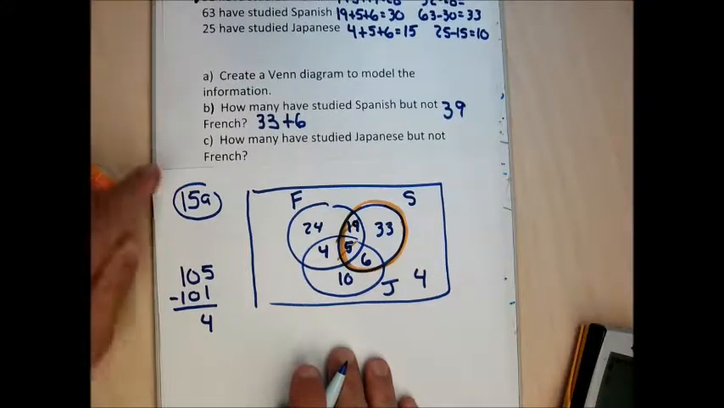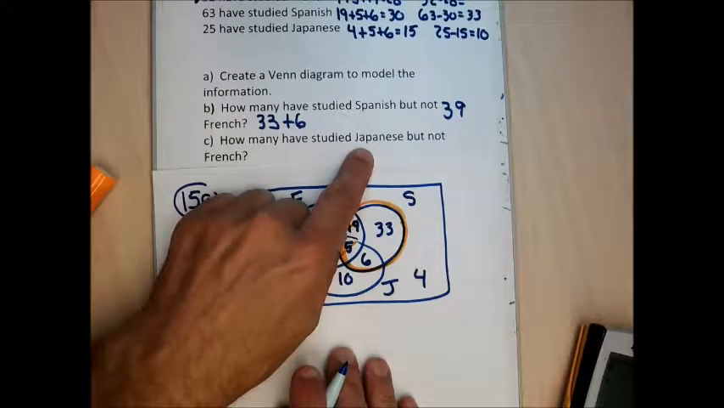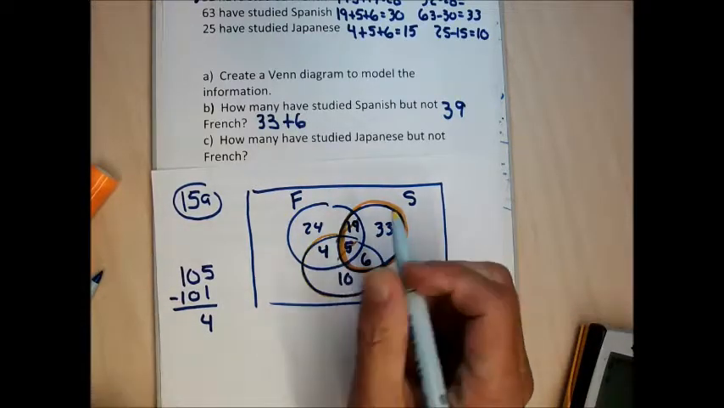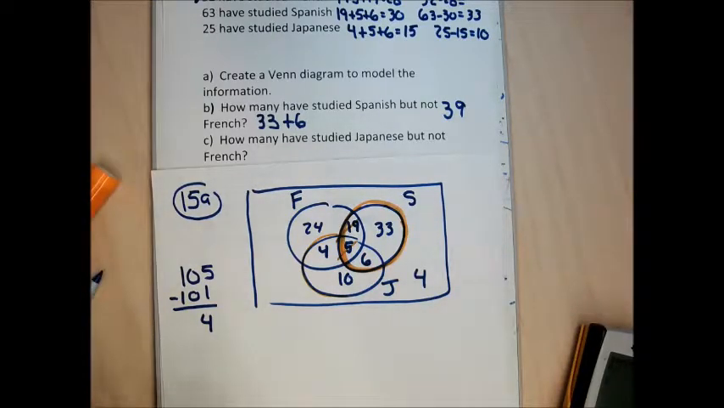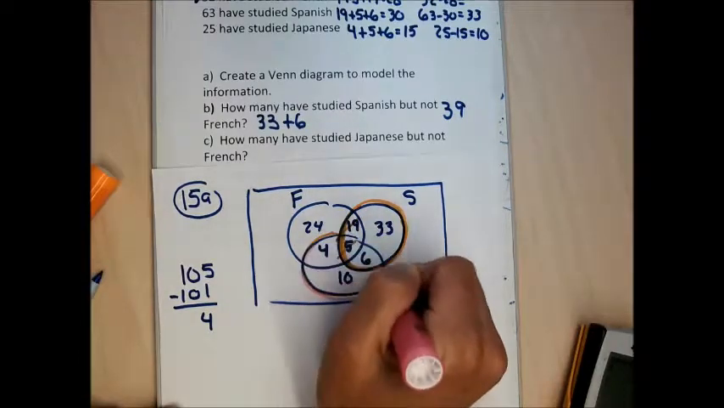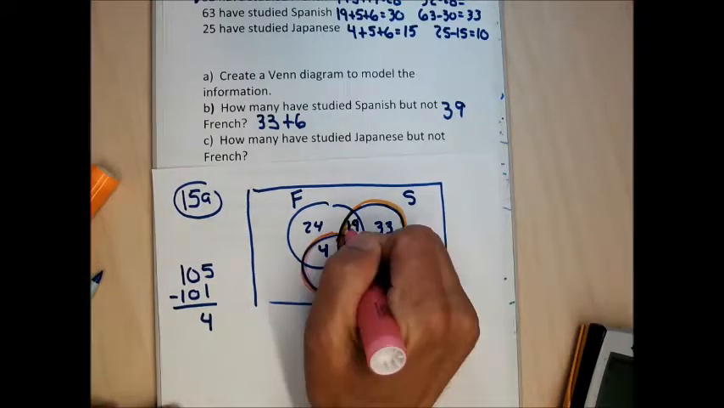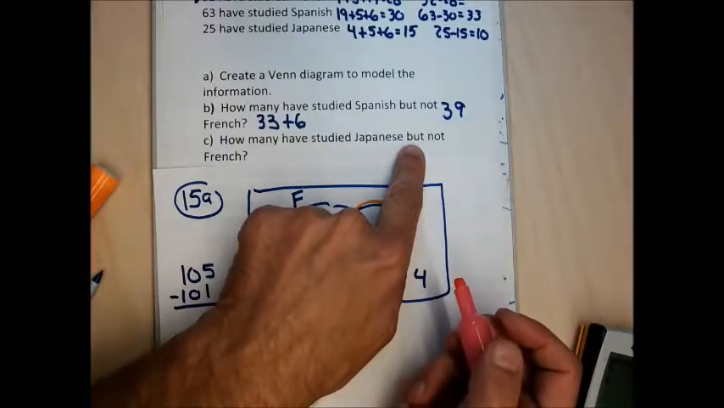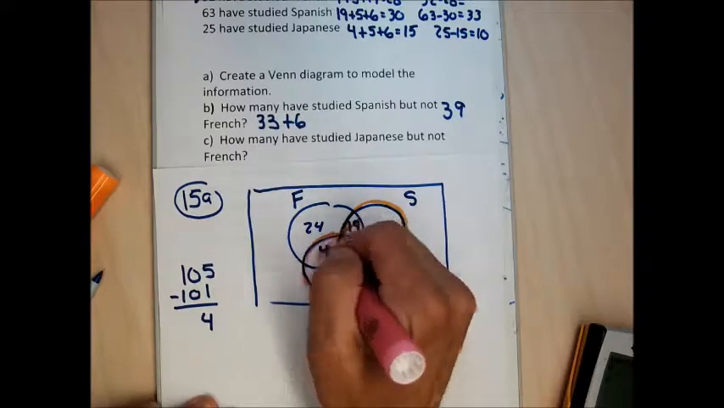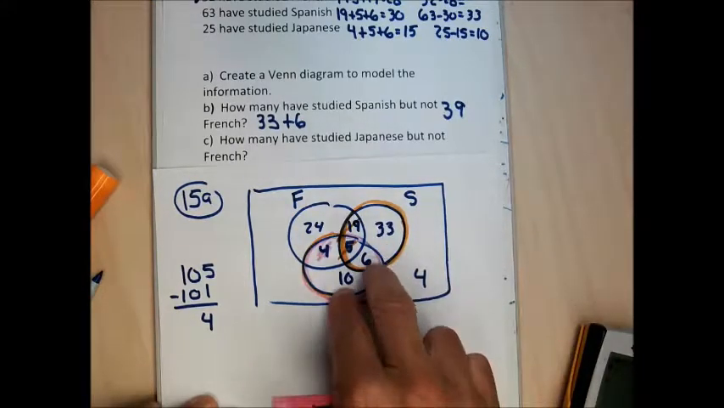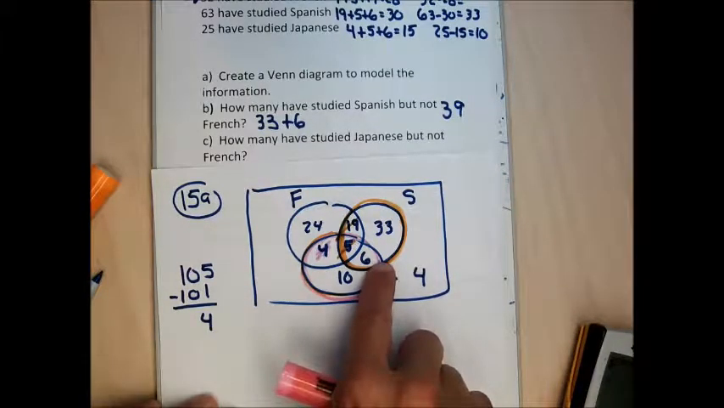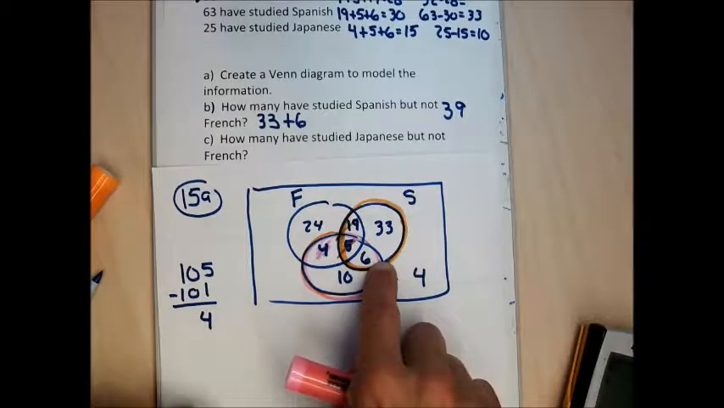For part C, how many studied Japanese but not French? Well, again, I'm going to focus on the same color. For this, I'm going to start looking at the people that studied Japanese. And these are all the people that studied Japanese, but from these people I need to throw out the ones that studied French. So I'm going to not count those and not count those. I'm just going to count these 16 people, the 10 here that studied Japanese, but not French, not Spanish, and the 6 that studied Japanese and Spanish, but not French.